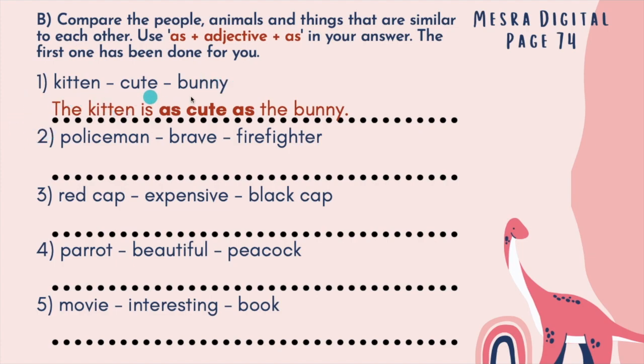Kitten, cute, bunny. So these are the words. And which one is the adjective? The adjective is cute. So for this word, you need to apply this rule. So how are you going to write it? The kitten is as cute as the bunny. Full stop. And the rest, I think you can do it. Later, I will show you the answer.